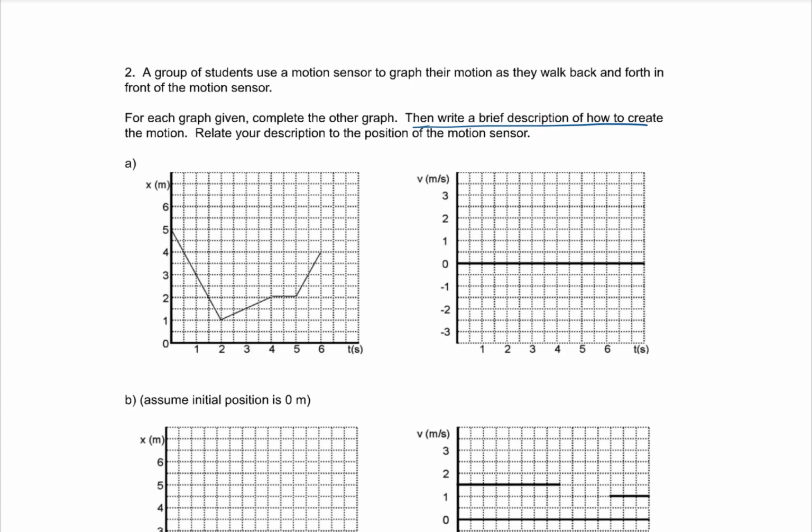So, in order to create the velocity versus time graph, I need to find the velocity for each section here. I have 4 sections. So let's label them. Here's my first section, second section, third section, fourth section. So my first section goes from 0 seconds to 2 seconds. My velocity on that first section is going to be my change in position over my change in time.